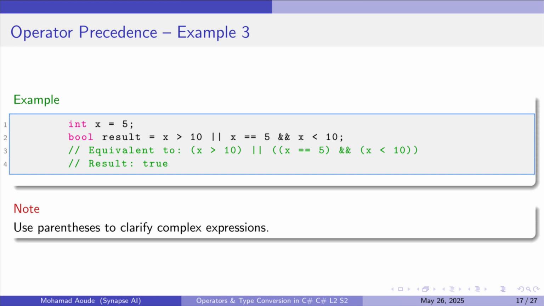For x is greater than 10 or x is equal to 5 and x is less than 10, the AND operation binds more tightly, so it's equivalent to x is greater than 10 or the rest, x is equal to 5 and x is less than 10. Always use parentheses to make complex expressions clear.